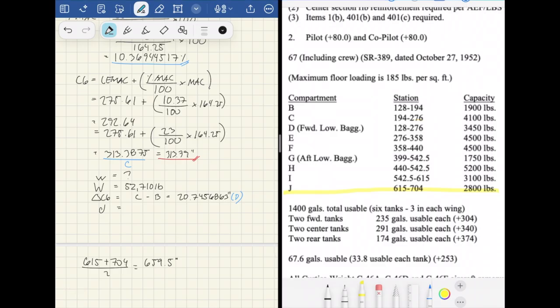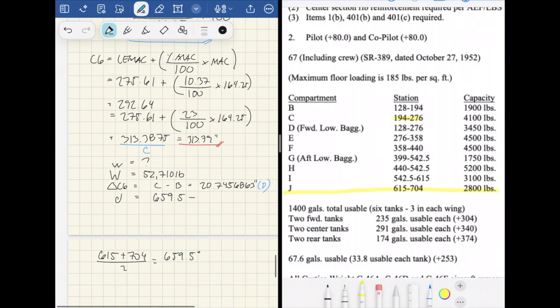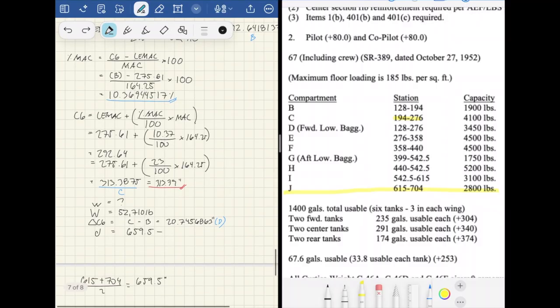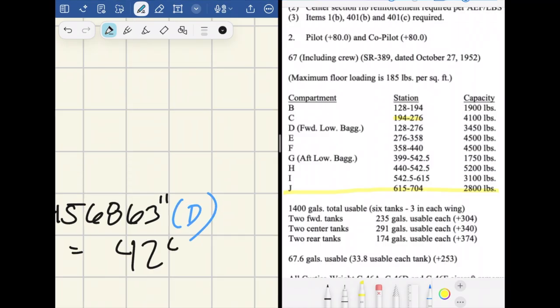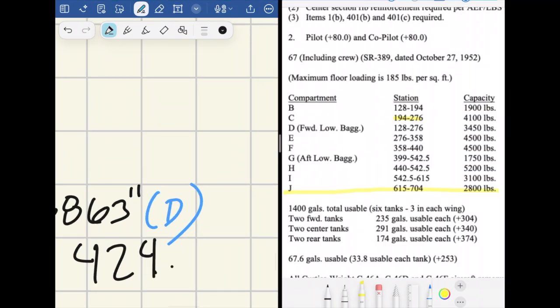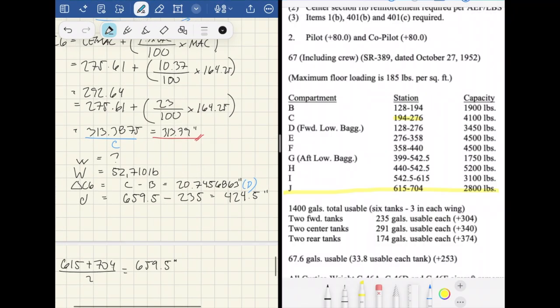Now, we will subtract the midpoint of compartment J and compartment C para we will see how much distance needs to be moved. Kung gaano kalayo yung ililipat natin, yung distansya nun from compartment C to compartment J, the distance. Okay? So, 659.5 minus 235. Now, that will give us 424.5 inches. Alright, so now, meron tayong value ng total weight, change in CG, and then the distance.